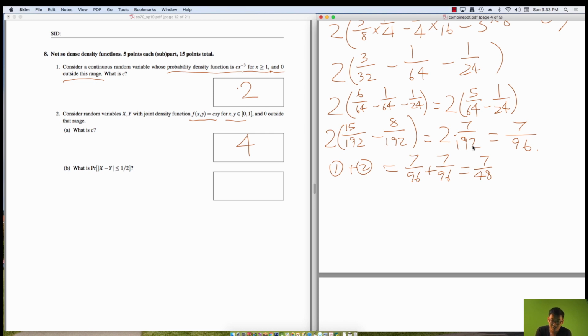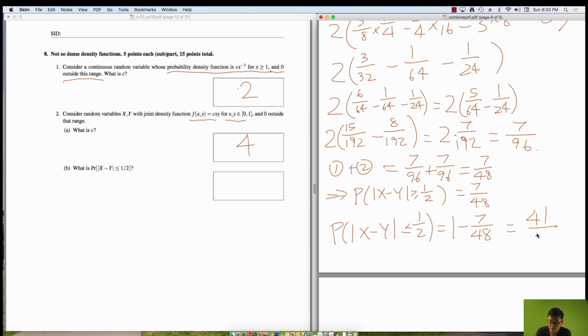So all in all, this gets us the complement, which is the probability that the absolute value of x minus y is greater than or equal to half. This is now equal to 7 over 48, which means the probability that we want, the absolute value of x minus y less than or equal to a half, is equal to 1 minus 7 over 48, equal to 41 over 48. And that's our final answer.